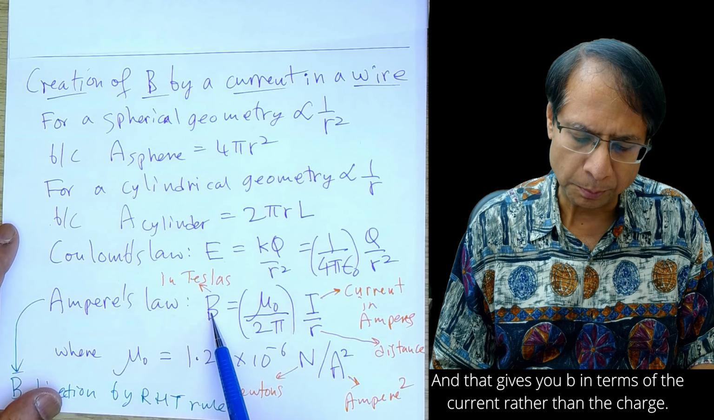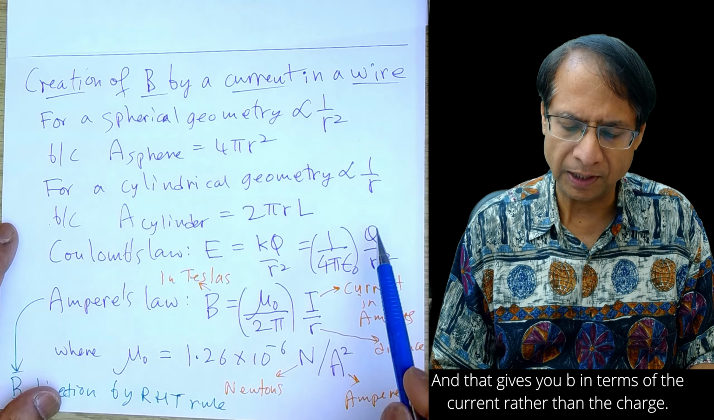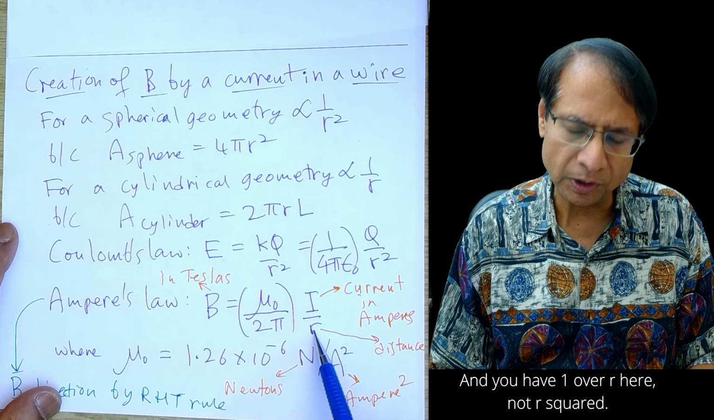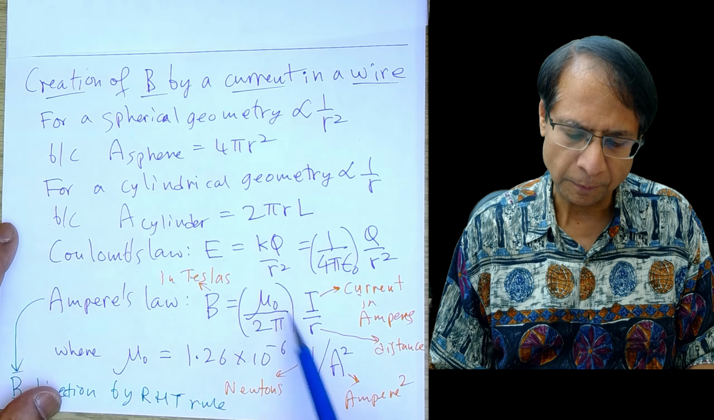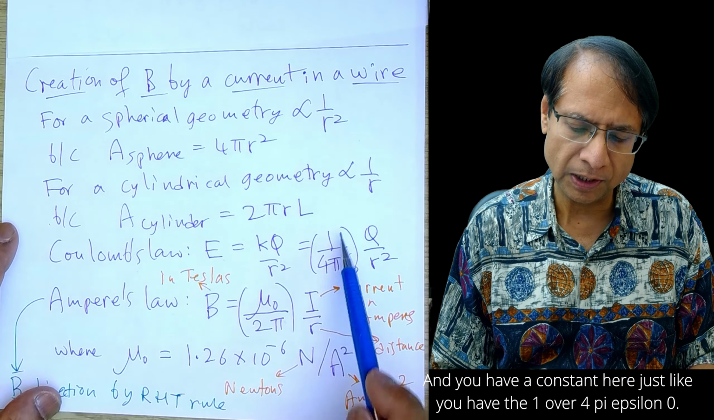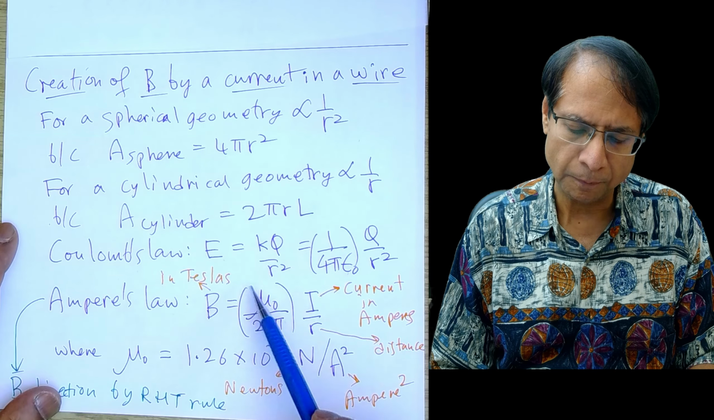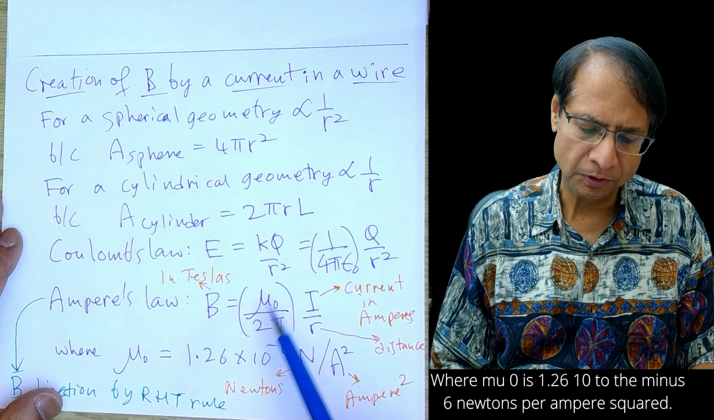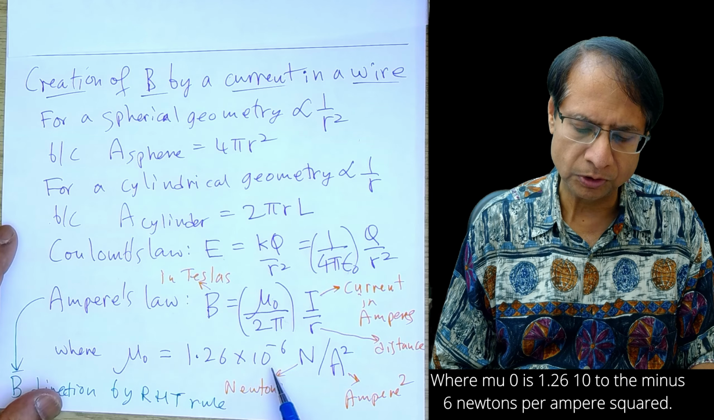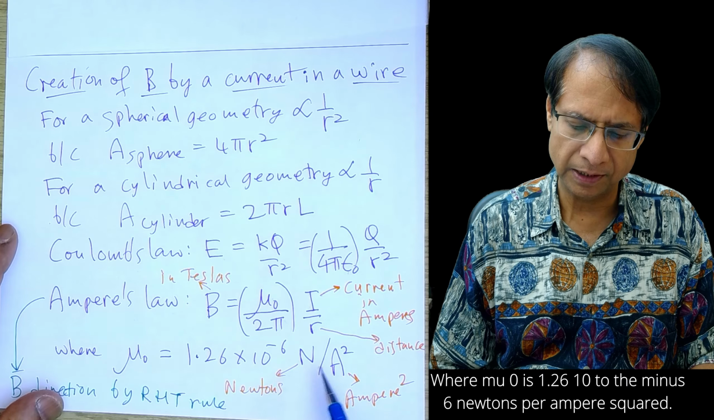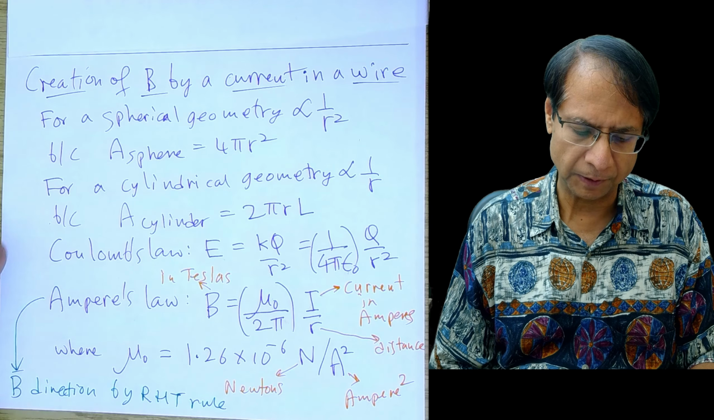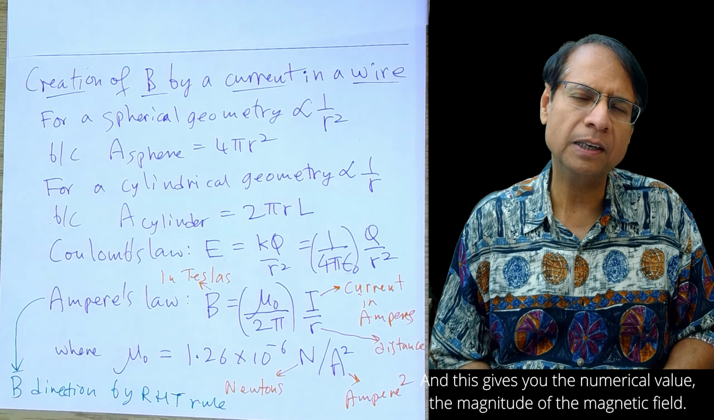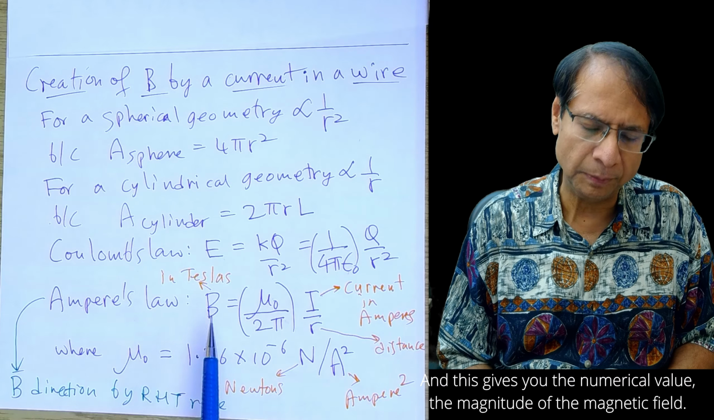And that gives you B in terms of the current rather than the charge, and you have 1 over R here, not R squared. And you have a constant here, just like you have the 1 over 4 pi epsilon 0. It's mu 0 over 2 pi, where mu 0 is 1.26 times 10 to the minus 6 newtons per ampere squared. And this gives you the numerical value, the magnitude of the magnetic field.